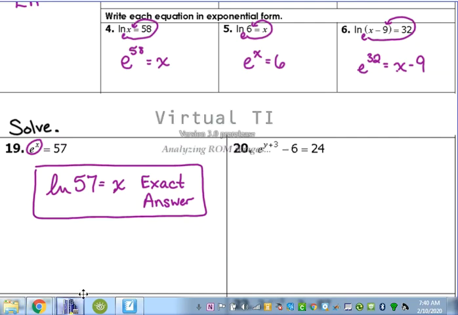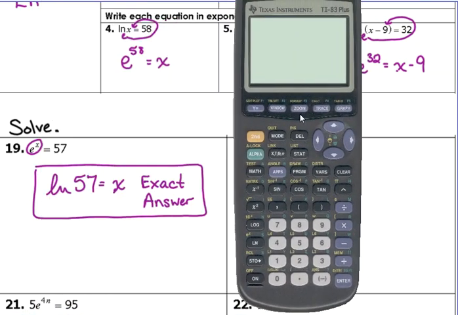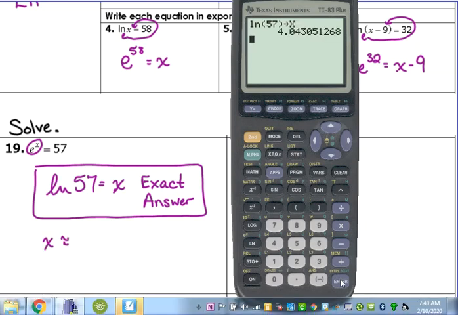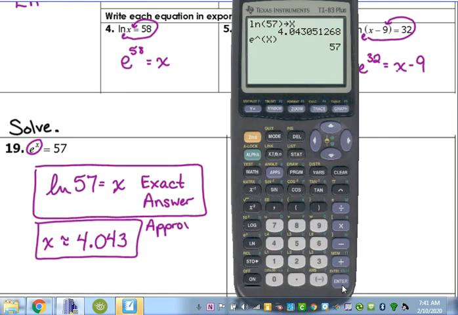For our approximate answer, when we go to the calculator, the ln is beside the 4. Okay, it's beside the 4 on your calculator, ln of 57. Go ahead and store that beside the number 1. Store that as x, because it's not going to be a nice terminating decimal that we can just plug in. Okay, and then we go back to the original equation, e to that value of x, and that should be 57. So that confirms our exact answer and our approximate answer.